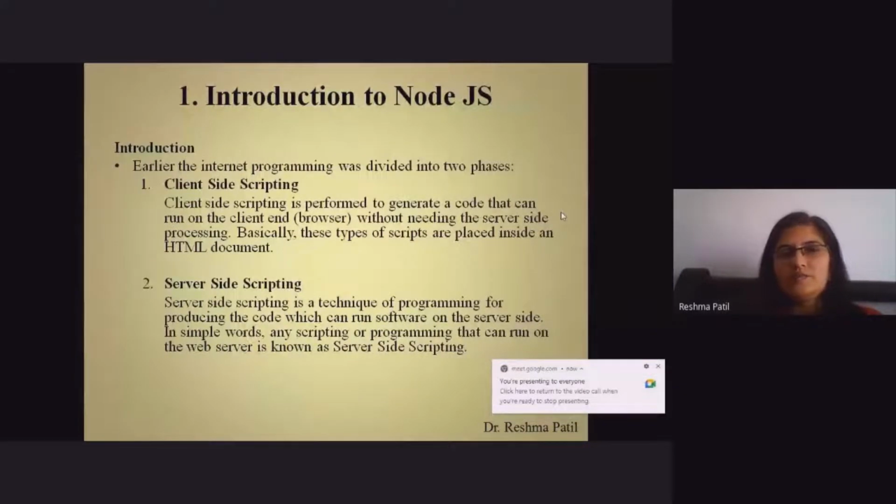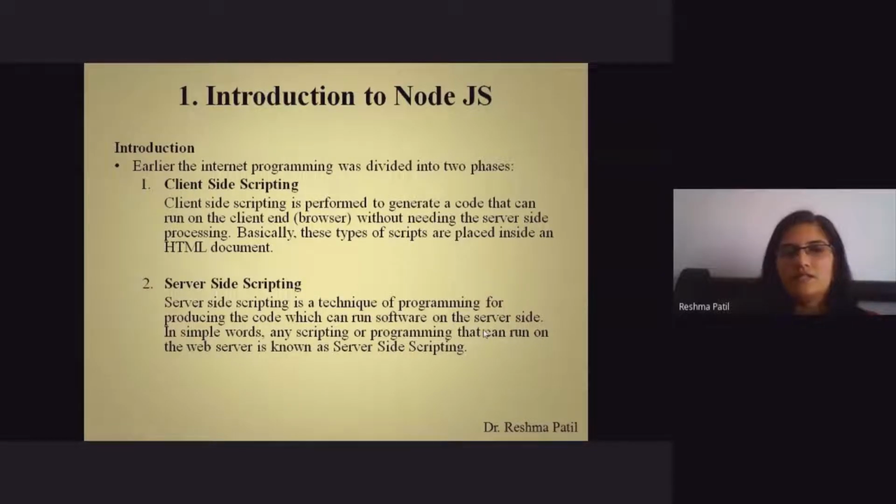Now earlier, internet programming was divided into two phases. The two phases are client-side scripting and server-side scripting. What is client-side scripting? If you are developing web pages which are executed at the client side, that is called client-side scripting. And if you are developing pages that are running on the server side, that is called server-side scripting. Here client means your browser. Client-side scripting is performed to generate code that can run on the client end, that is on your browser, without needing server-side processing.